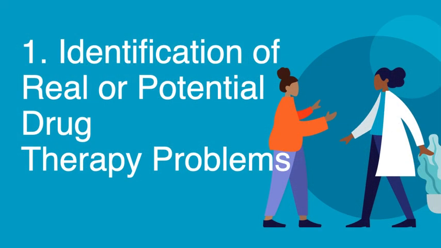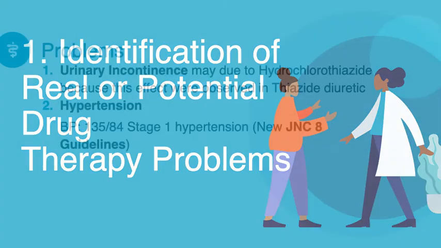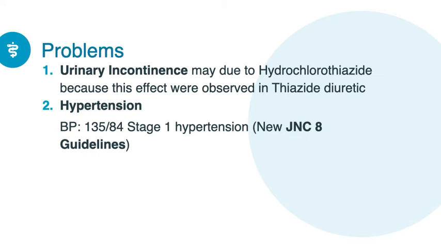Identification of real or potential drug therapy problems. For this case, urinary incontinence, Miss Susan Jones had two problems. Number one is her chief complaint: "I cannot seem to control my urine. I feel like I have to urinate all the time. However, when I go to the bathroom, I often pass only a small amount of urine. Sometimes I wet myself." Urinary incontinence may be due to hydrochlorothiazide, a diuretic used for blood pressure maintenance, which has a side effect of urinary frequency and urgency.